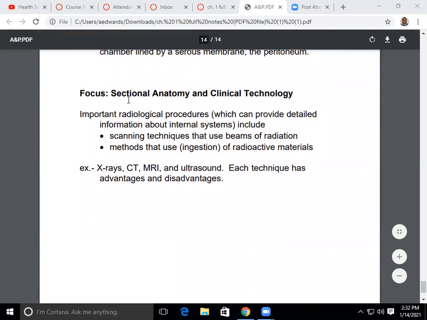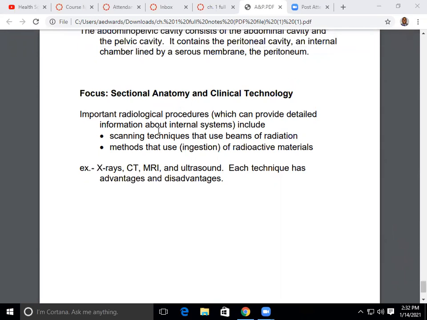All right, so sectional anatomy and clinical technology, getting a little medical in here. So you have important radiological procedures that provide information about your body systems, including things like your scanning techniques that use beams of radiation, and methods that involve ingesting radioactive materials. So some people have to go in for some of these scans. They have to drink some materials before they go in so that you can see that on the MRI or CT scan. You also have the ultrasound, x-rays. There's advantages and disadvantages to each technique. So that's why they may pick one over another, okay?